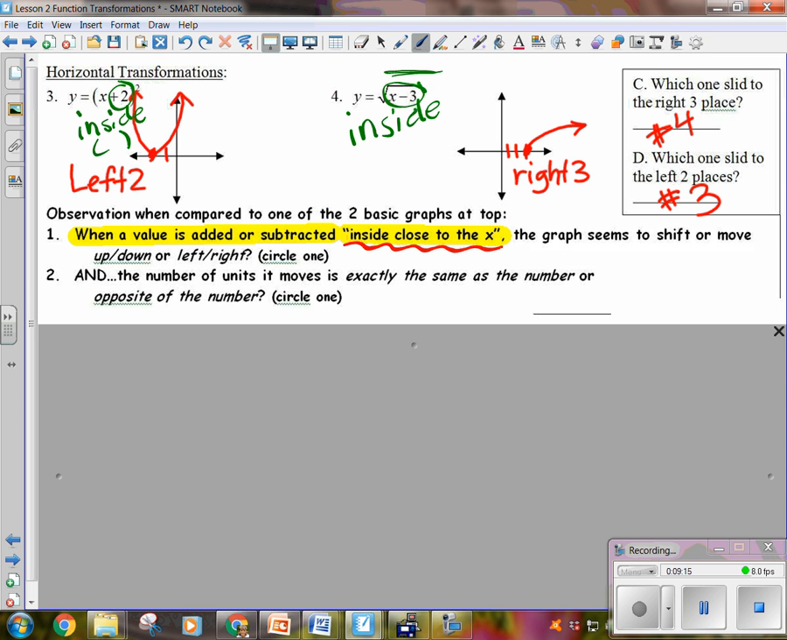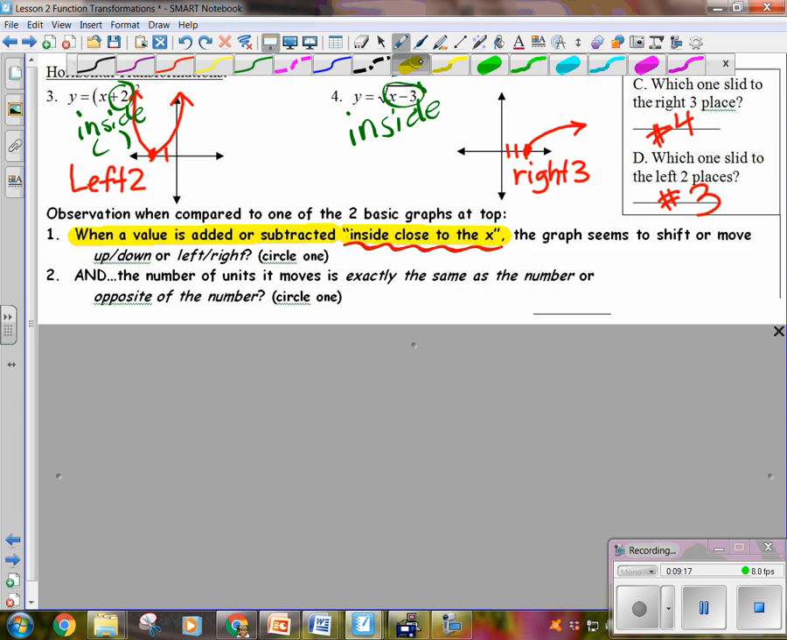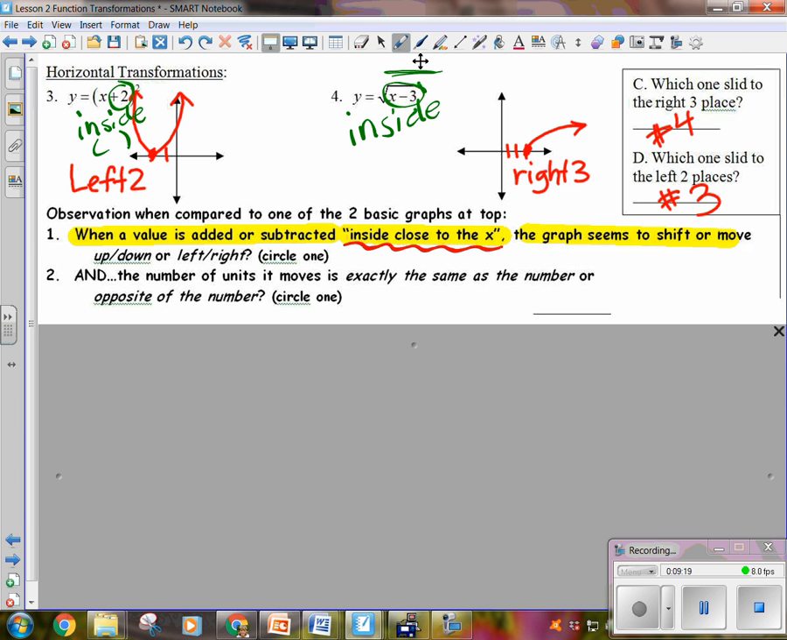That's what we're talking about. The graph seems to shift. How? Well, I think in this case, it didn't go up and down. It actually went left and right. The placement of the number this time was inside the bar or inside the parentheses, and the number of units is exactly the same as the number, or opposite the number.